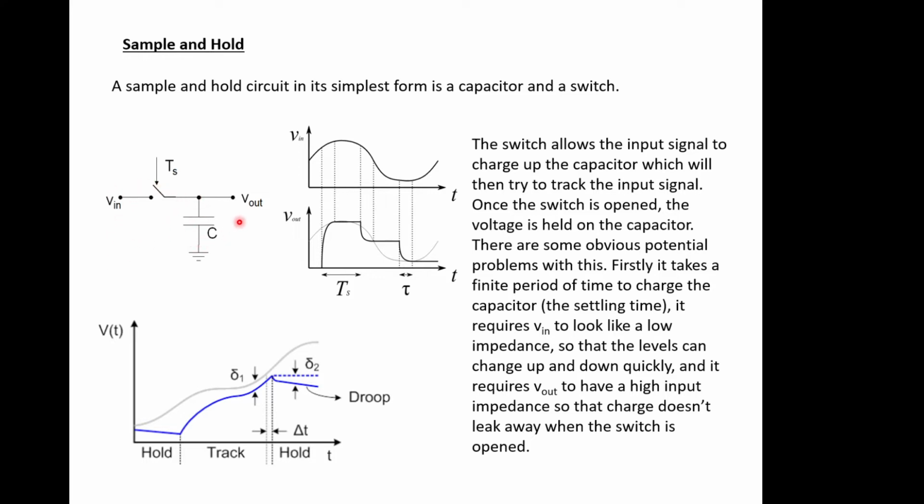Likewise, we also assume that the impedance looking out of here into the converter itself is going to be very, very high, so that once we've closed this switch, any voltage on here is maintained and no charge leaks off.